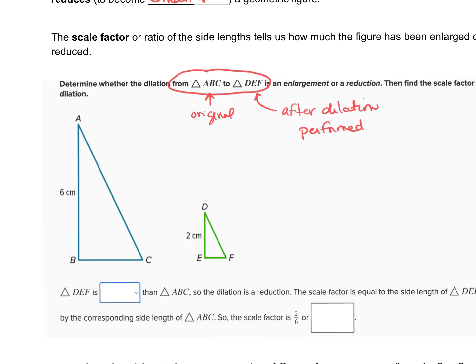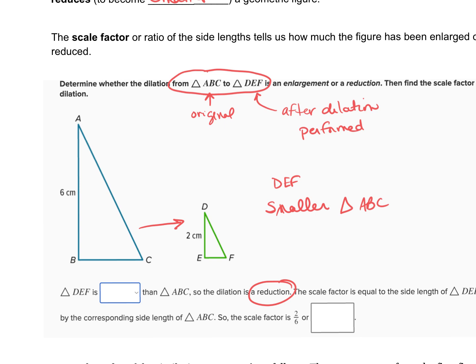Okay, so if we look at it, ABC is my blue triangle, and DEF is my green triangle. And as you can see, going from ABC to DEF, I get a smaller triangle than the one I originally started with. So DEF is smaller than ABC. Therefore, it is a reduction. Okay, fairly simple.